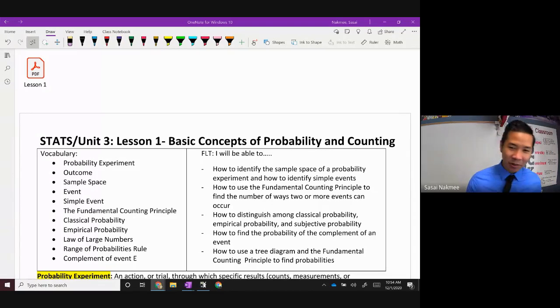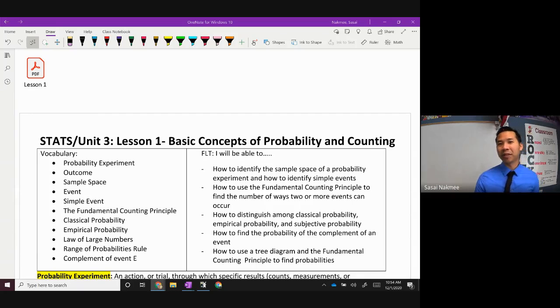So chapter 3, let's take a look at these notes. Basic concepts of probability and counting. Before you actually get into more advanced stuff like that and probability, we have to start off with the basics, which is basically learning how to count all the possibilities of something coming out.